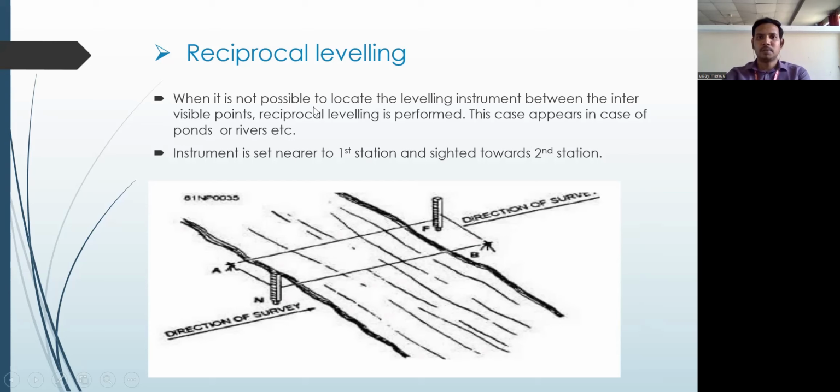When it is not possible to locate the leveling instrument between the intervisible points, reciprocal leveling is performed. This case appears with ponds or rivers, etc. That is, whenever there is an obstacle, we will go with reciprocal leveling. The instrument is set nearer to the first station and sighted towards the second station. After that, the instrument is shifted to the second station and sighted to the first. Based upon these two observations, you will do some corrections and get the difference of elevation. That is what we call reciprocal leveling.